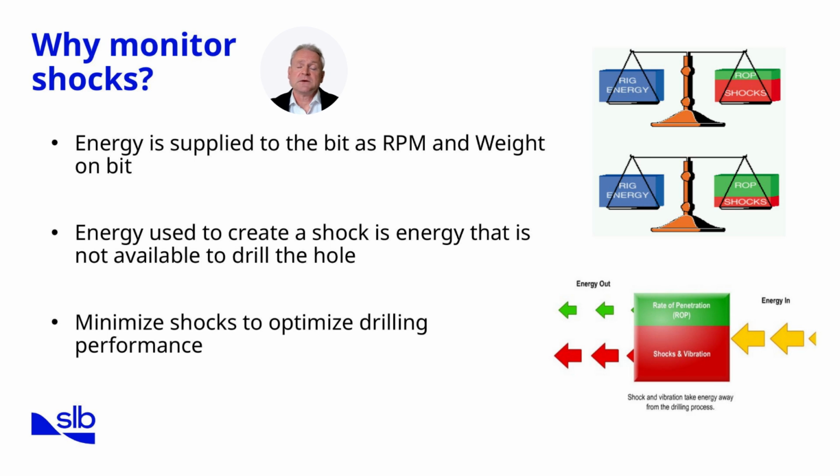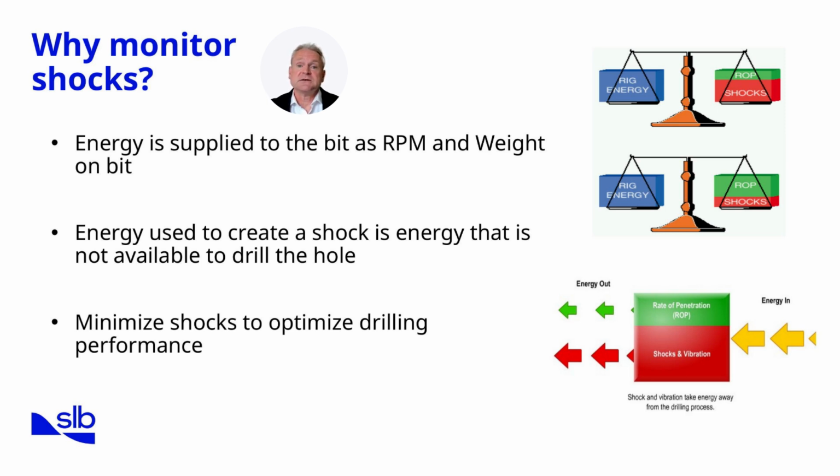Shocks are important to monitor because they directly impact drilling efficiency. When we rotate the drill string, energy is delivered to the bit in 2 primary forms: rotation, measured as revolutions per minute, and downward force, measured as weight on bit. Ideally, this energy should all go into breaking the rock and deepening the wellbore. However, when shocks occur, a portion of that energy is wasted as vibration rather than rock cutting. In other words, the energy used to create a shock is energy lost from the drilling process.